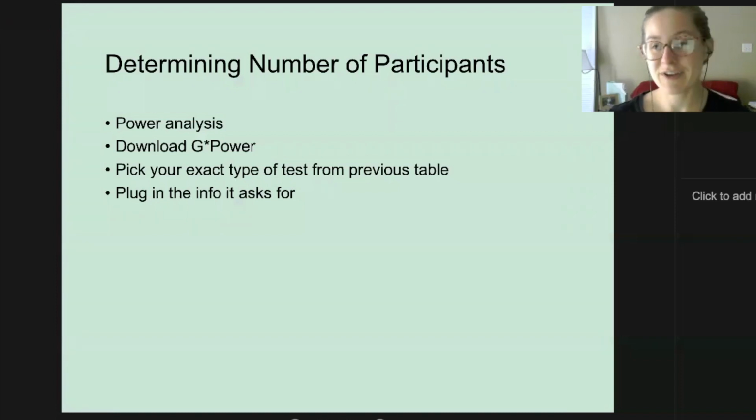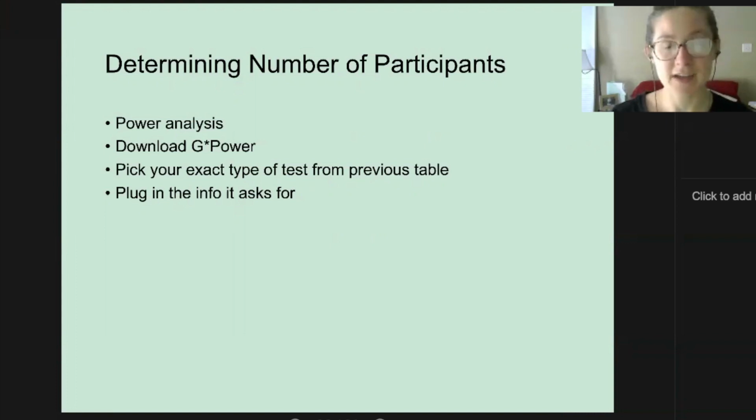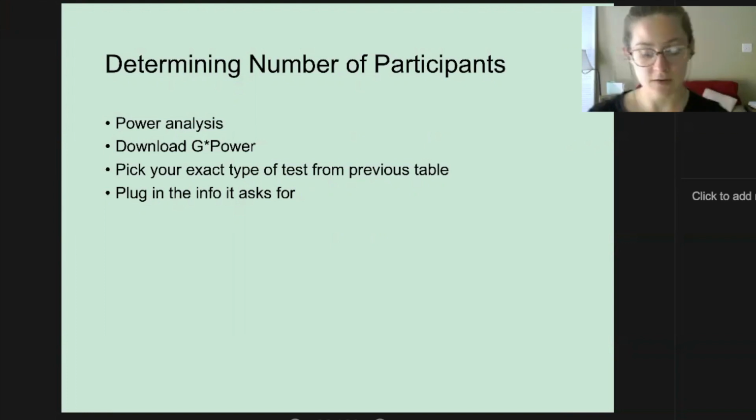Now that you have narrowed down your most narrow particular kind of test from that master list, you need to figure out how many participants you would need to conduct that kind of test. It's going to be different for whichever statistical test you have. To do that, you need to download the software GPower, and I'll give you a link to do that.